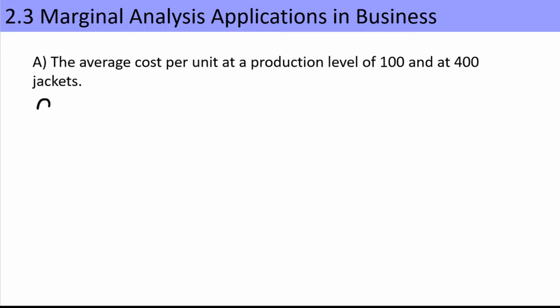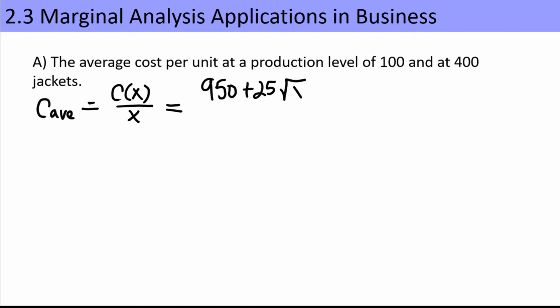Let's first get the average cost function. The average cost function is defined as the cost function divided by x. So we will write the cost function, which is 950 plus 25 times the square root of x, all divided by x. That is our average cost function. So now let's compute it. We can also use C bar at 100.